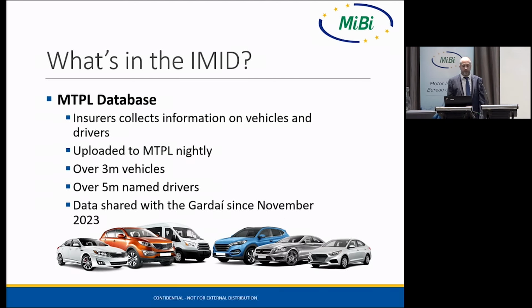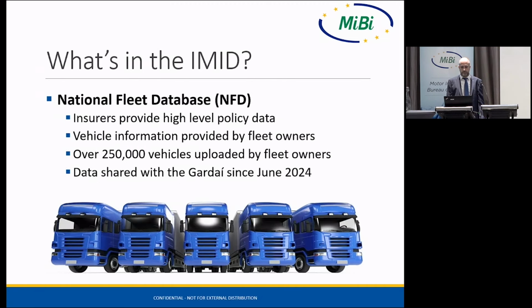As we have mentioned, IMID is made up of 2 databases. So for data gathered for the MTPL, the insurer collects all the information on vehicles and drivers before incepting a policy. This information is then uploaded to IMID via the MTPL database on a nightly basis. To date, there are in excess of 3 million vehicles registered on the MTPL, with over 5 million named drivers. In November 2023, we began to share this data with An Garda Síochána.